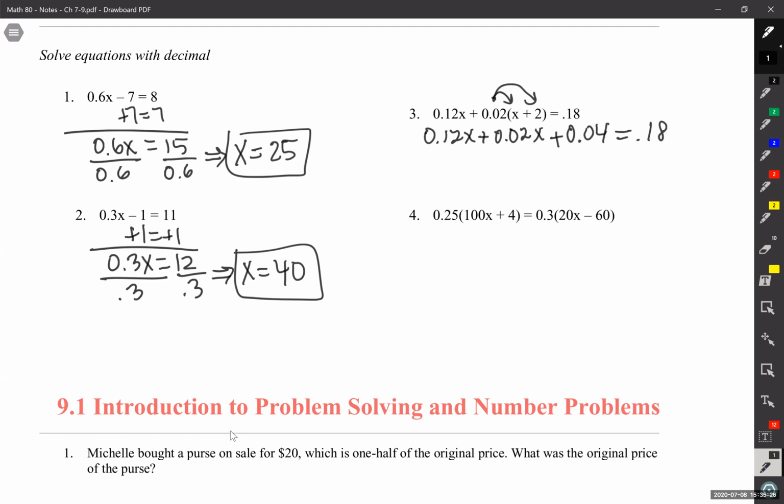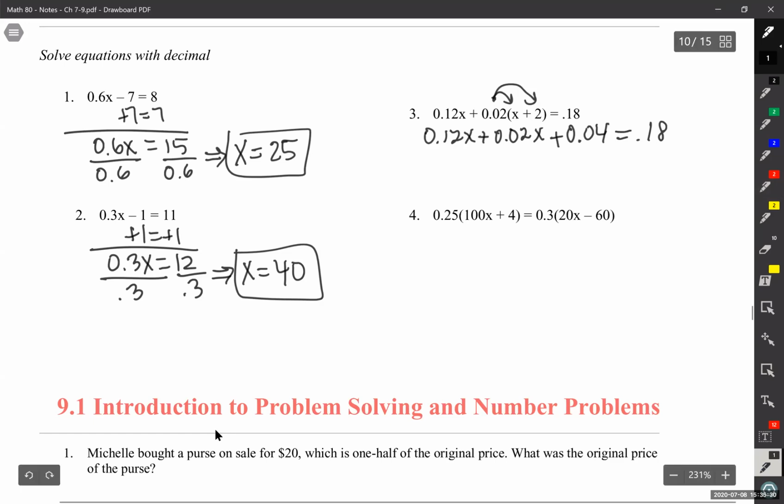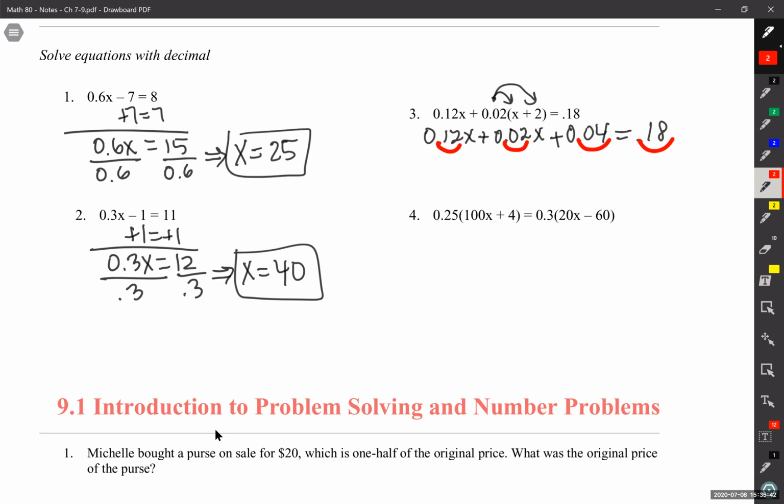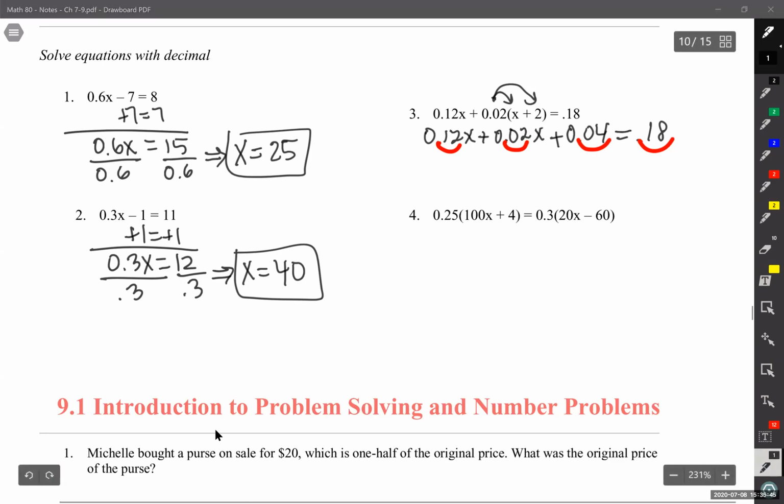Everything's hundredths. So you know what would happen if I multiplied everything by 100? This is what would happen. Move it over 2. I'm going to do that in a different color. Try it again. Move it over 2. As long as I'm doing the same thing to everything, it's allowed. So if I move the decimal over 2 places for everything, then I end up with 12x plus 2x plus 4 equals 18. Was that necessary?